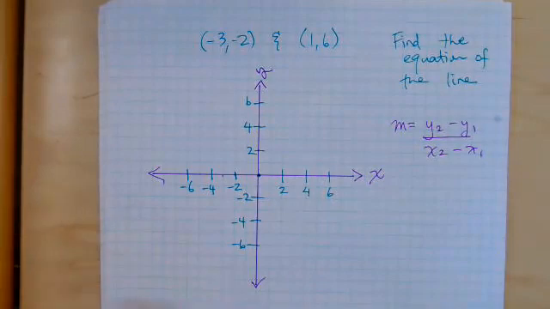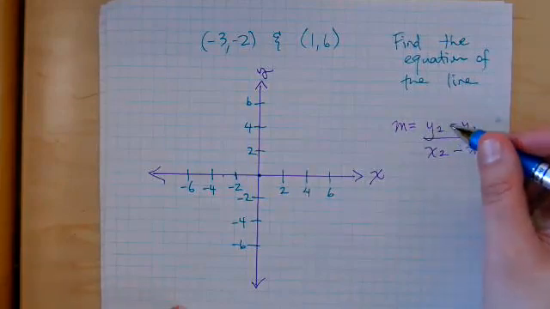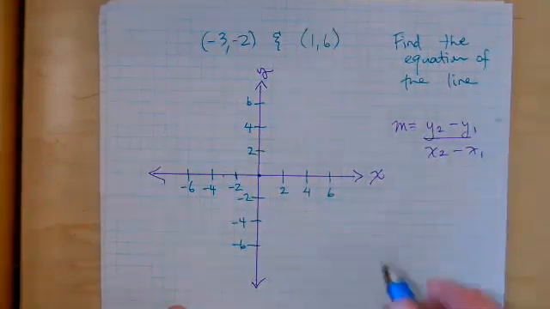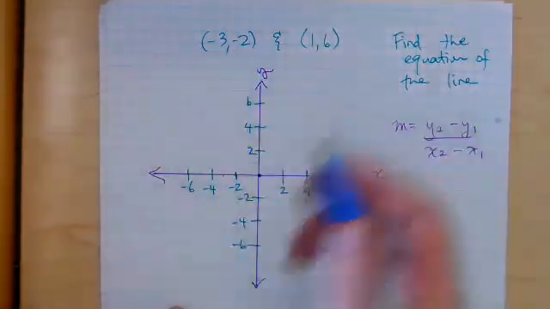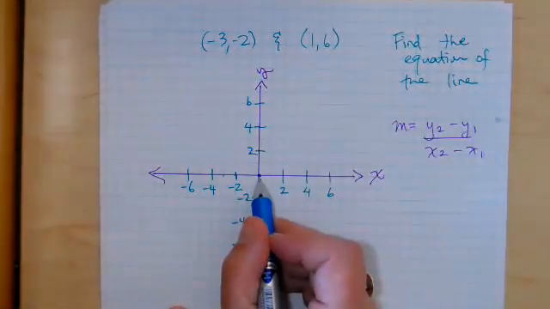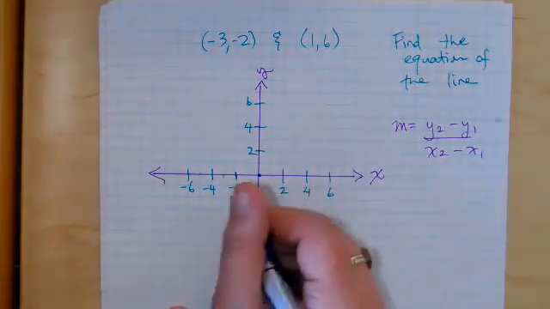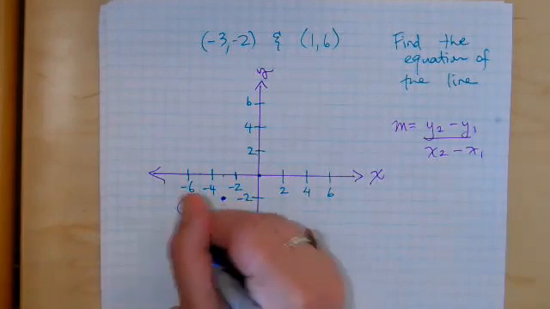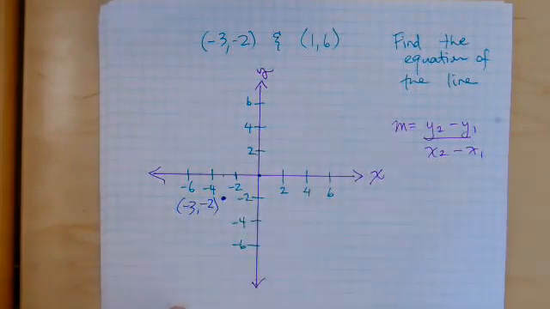Now, the first thing we want to be able to do is plot those points. If you're just using the formula, you don't have to plot the points. This is just to help you understand where the formula for the slope comes from. When I plot the points, I'm going to go -3, -2. How do I get there? Well, I start at the origin. I'm going over to -3, down to -2. So is that point right here? -3, -2. Do we all agree on that?